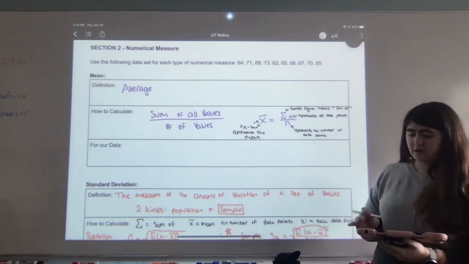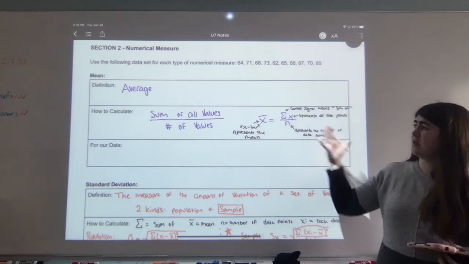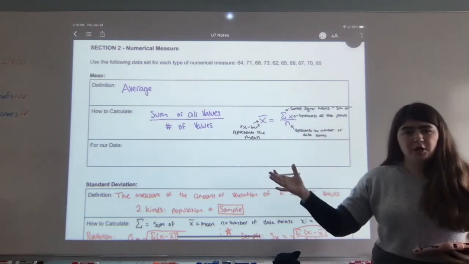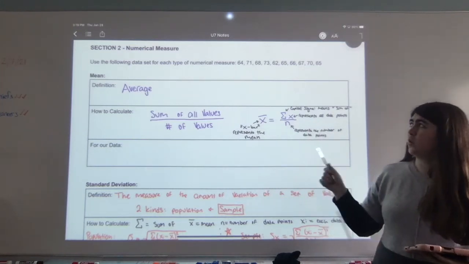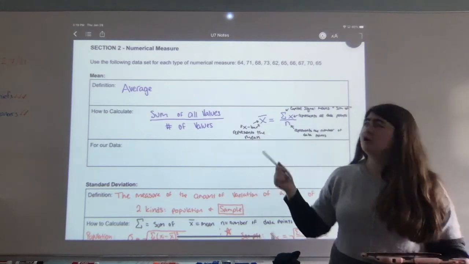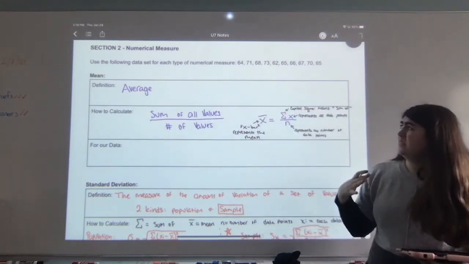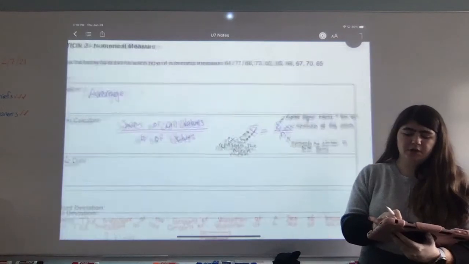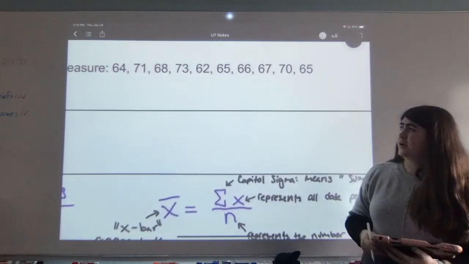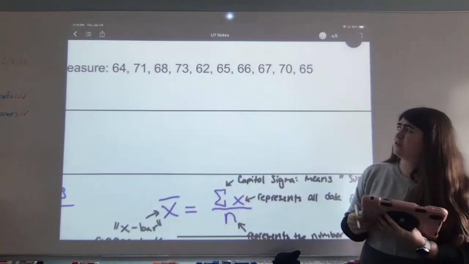So today we're just starting with these numbers, and I know that some pieces of numerical measure for statistics require that our numbers are in order from least to greatest, and these are not. So the first thing I'm going to do is reorder these numbers into least to greatest.